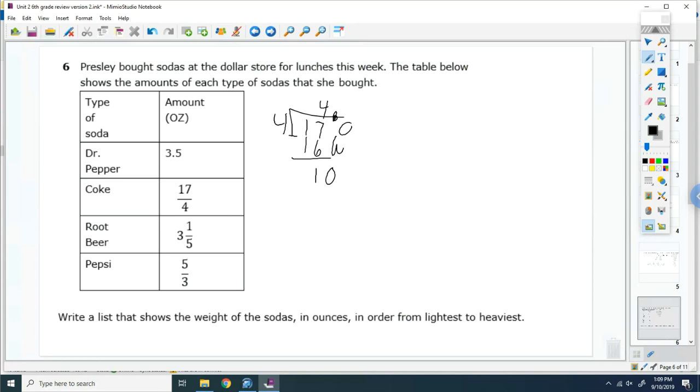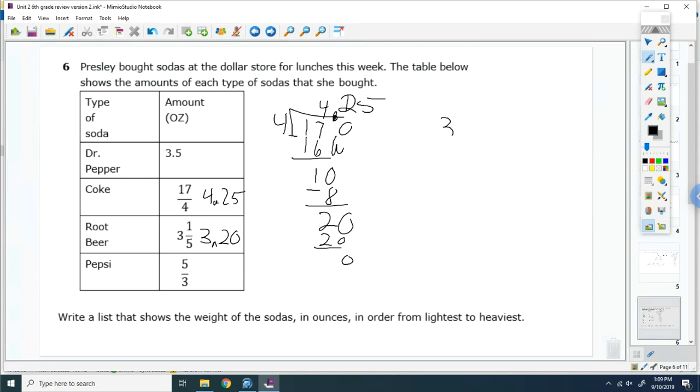So 4 goes into 10 twice. So it'd be 8. And bring down a 0. So 4 goes into 20 5 times. So this would be 4.25. 1/5 is already 0.20, so this would be 3.20.